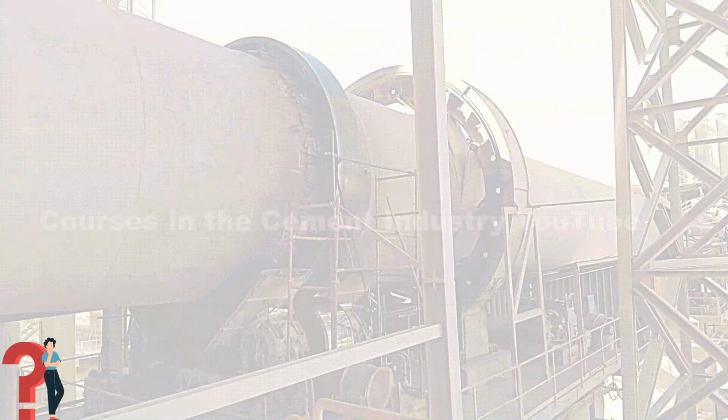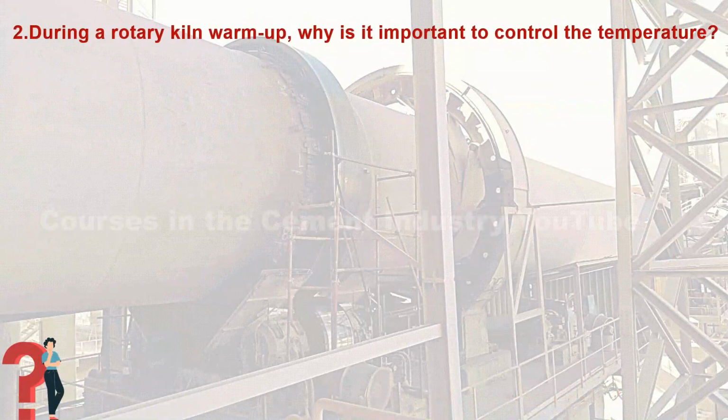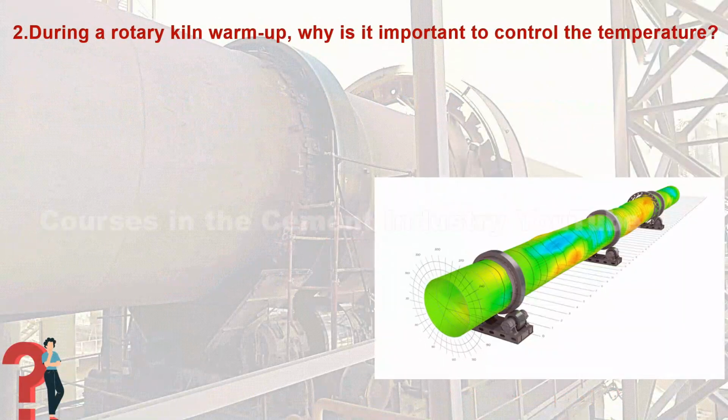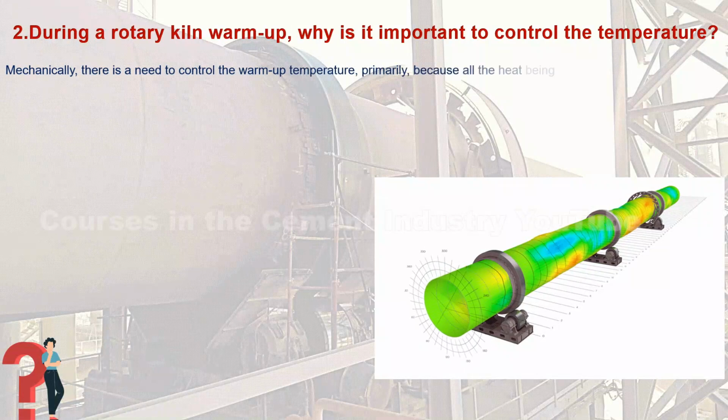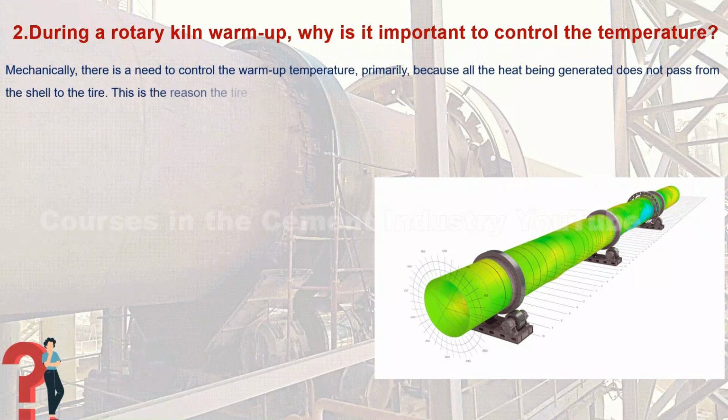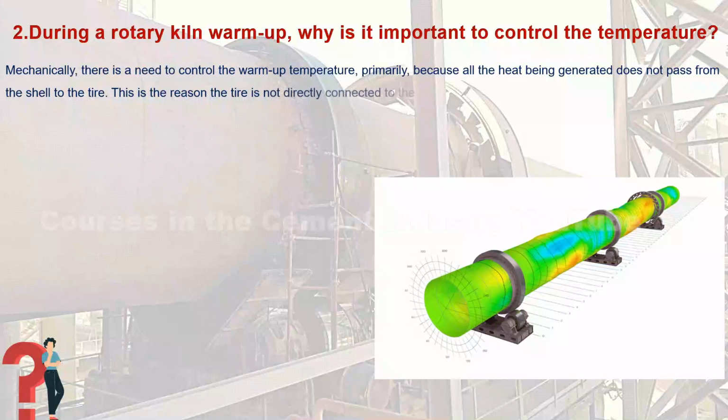Question 2. During a rotary kiln warm-up, why is it important to control the temperature? Answer. Mechanically, there is a need to control the warm-up temperature, primarily because all the heat being generated does not pass from the shell to the tire. This is the reason the tire is not directly connected to the shell on heated rotary vessels.